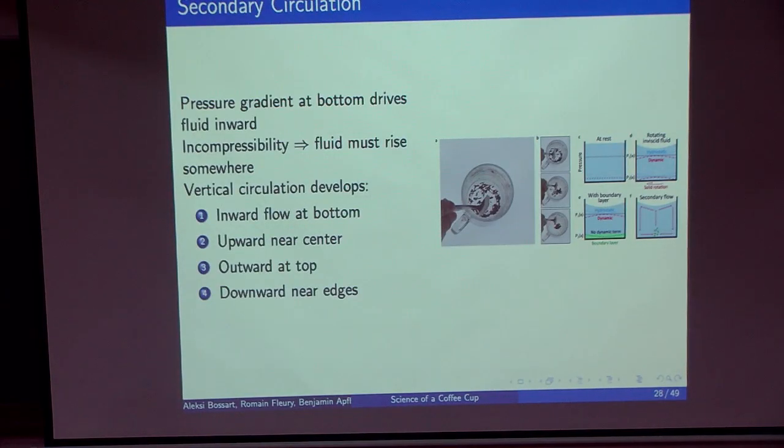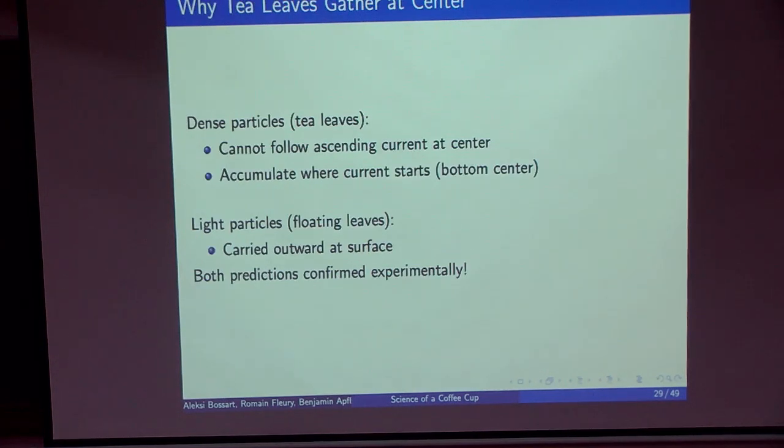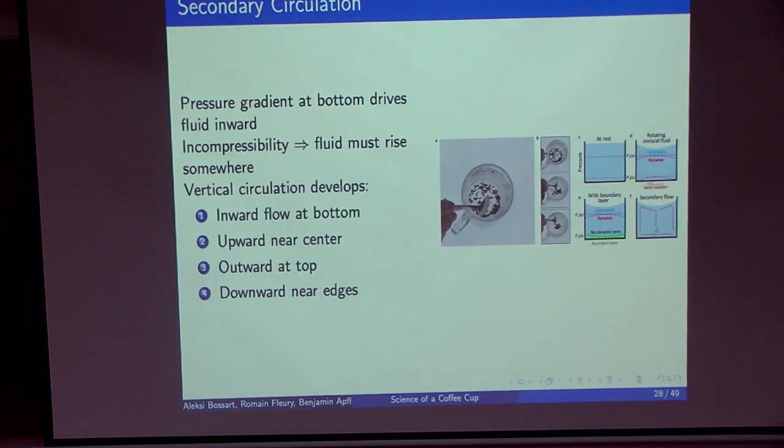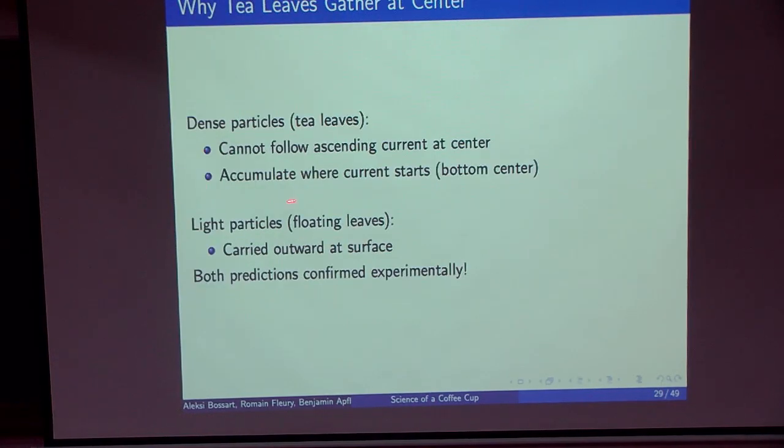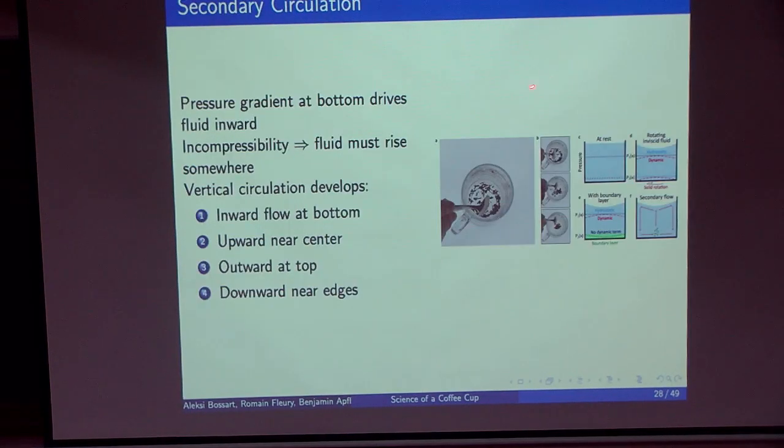So pressure gradient at the bottom drives the fluid inwards. Incompressibly, fluid must rise somewhere. Vertical circuits develop. And dense particles cannot follow the upwelling current at the center. As you can see, the upwelling current at the center is rather weak. So they will accumulate where the current starts. And light particles are carried outward at the surface. The particles towards the top will just behave as we had expected them to, going outwards. Towards the bottom will behave weirdly.